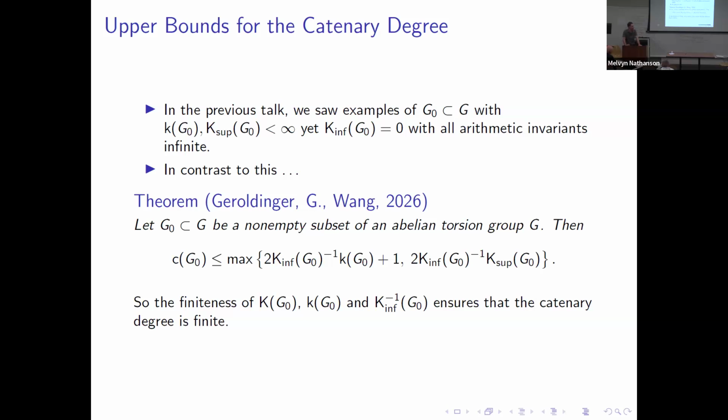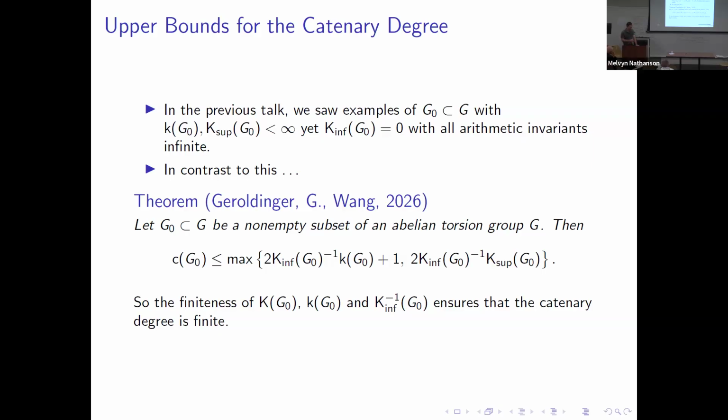In contrast, this is one of the results we have in the same joint paper, that we actually have an upper bound for the catenary degree in a fairly general setting. So we just have a non-empty subset of an abelian torsion group. This could be any abelian torsion group, so you're probably going to think this includes non-finitely generated groups. Here's the catenary degree, and we have a max of two things involving these three cross numbers. As a particular consequence, if those three numbers are all finite, if the small cross number, the big cross number, and this inf is positive, that means the catenary degree is finite, and that we have control of factorization. It gives us actually a concrete upper bound for it.